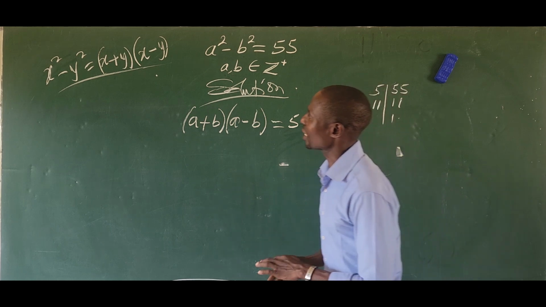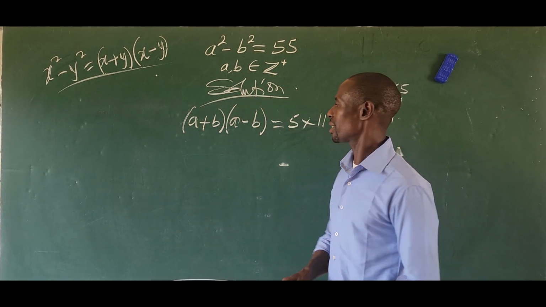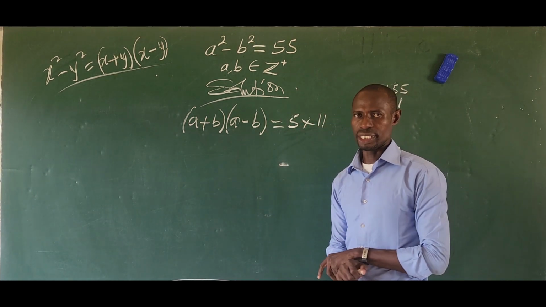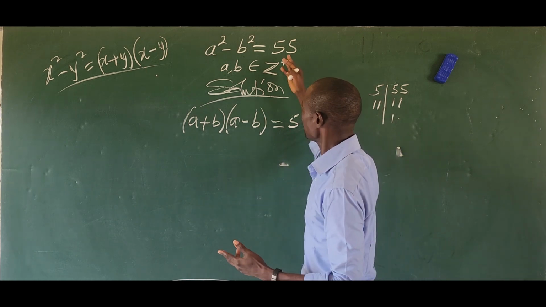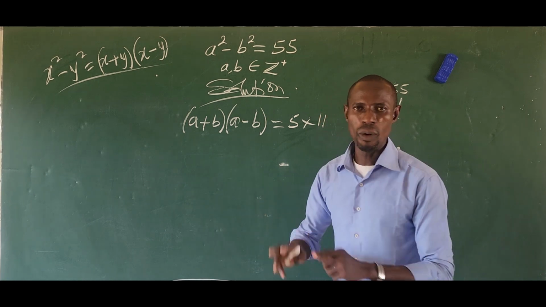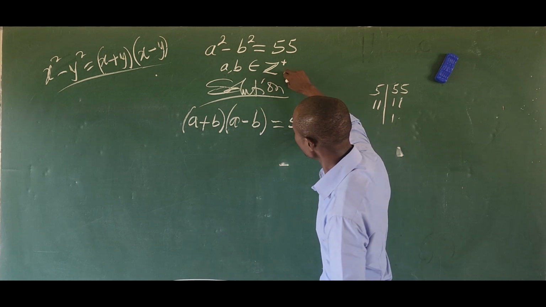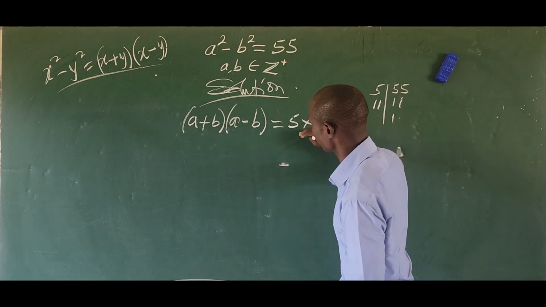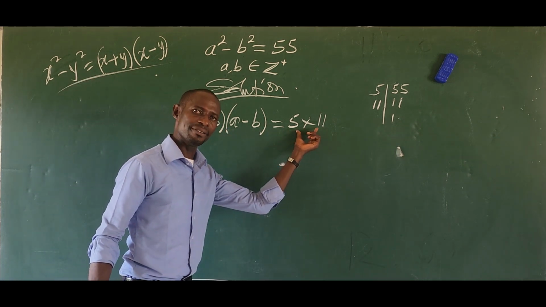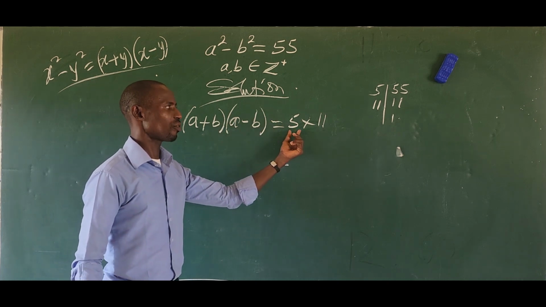Because we are told that a and b belong to the set of positive integers, we are going to restrict ourselves to only this product here, okay? Because we can equally get 55 as 1 times 55, or minus 1 times minus 55, right? Good. But being given this condition, we are restricting ourselves to this. With this, it means that we can equate this factor to either 5 or 11, and we can equally equate the other factor to either 5 or 11.